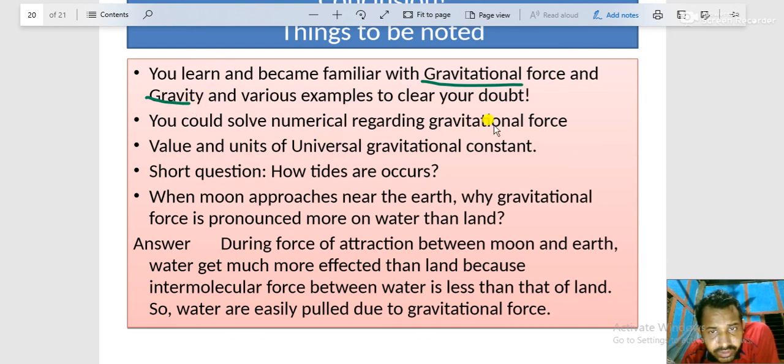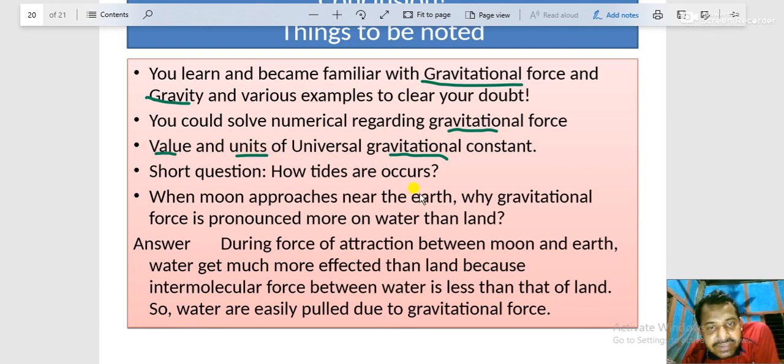And we could solve numericals regarding gravitational force, and we can solve numericals regarding gravity too. And the universal gravitational constant, we know the value of this one, and we also know the units and how it comes, and the value also we knew.